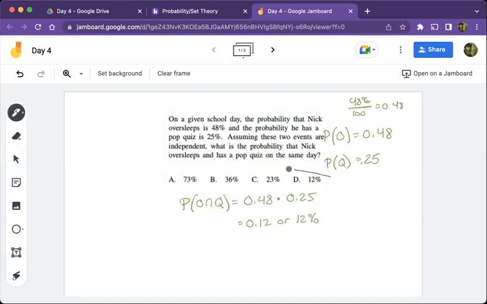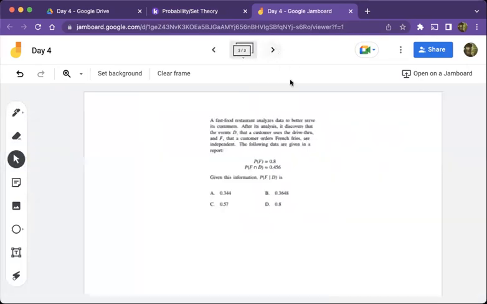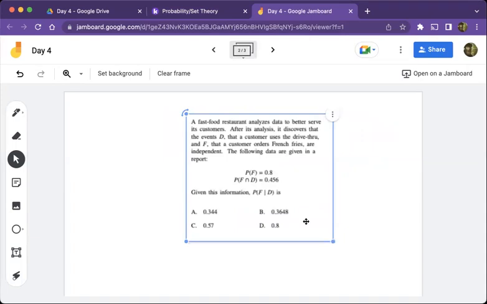Sorry, I was highlighting that picture. All right. Zoom this in a little bit.